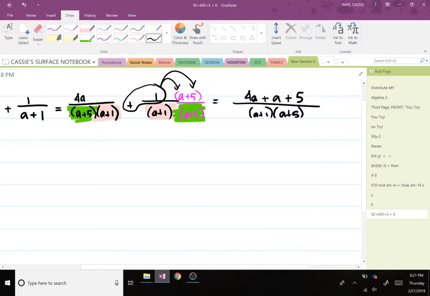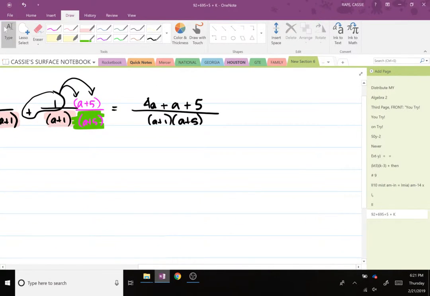And now I'm just going shopping for common denominators. 4a plus a, how many a's total? That's 5a. And then plus 5 doesn't have any common factors, and so I'm just going to write it like that, over a plus 1 times a plus 5.